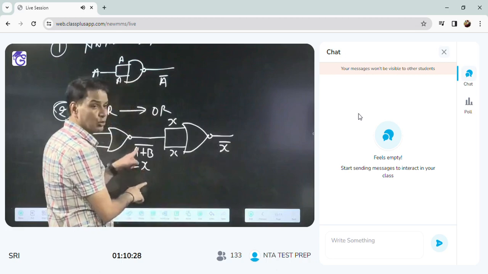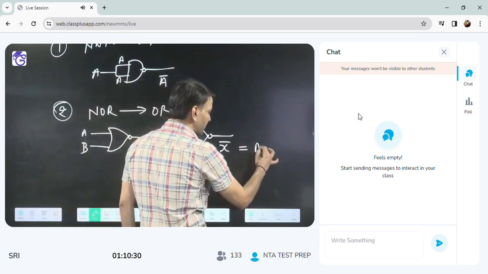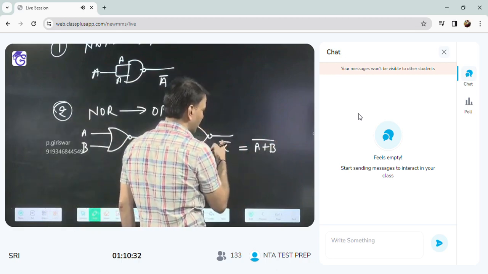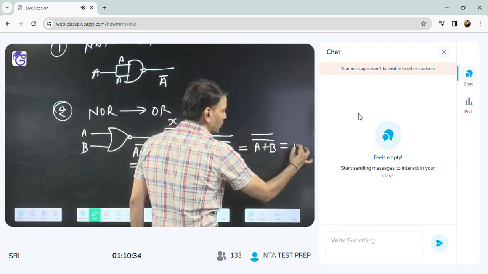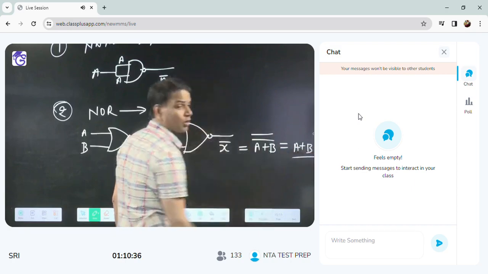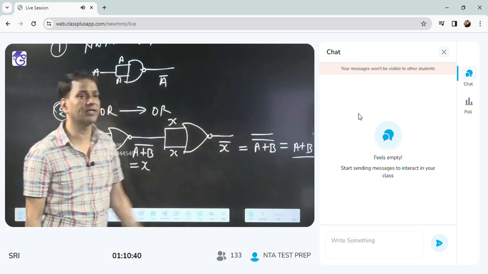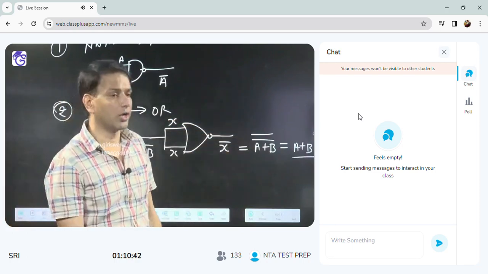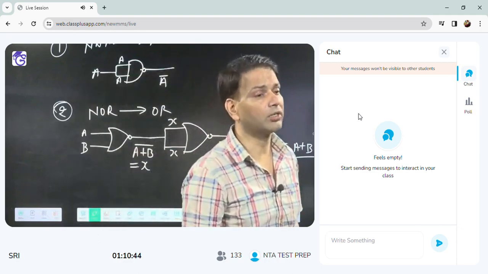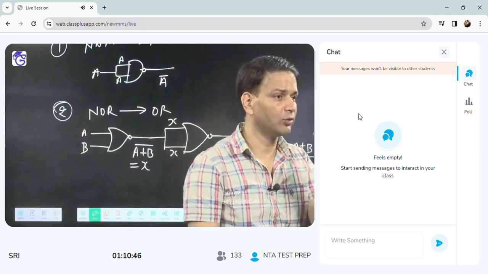X, what did I assume? A plus B whole bar. So A plus B whole bar, and one bar is already there. So then what did you get? The double bar will get cancelled. You got A plus B. I started with A and B, and I got A plus B. It means what? It is an OR gate. Understood or not? How did I get the OR gate by using NOR gates? We have used 2 gates.